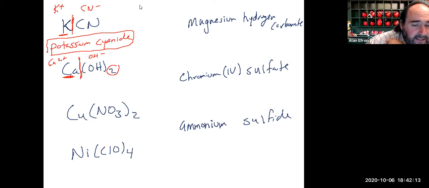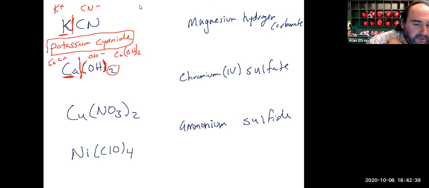Also what we see is when we have more than one polyatomic ion, you do need to put parentheses around it. Because if we wrote CaOH2 like that, it would imply that we just have two hydrogens and one oxygen, which is not what we're trying to do. So whenever you have more than one polyatomic ion, you do need those parentheses around it to indicate how many you have.